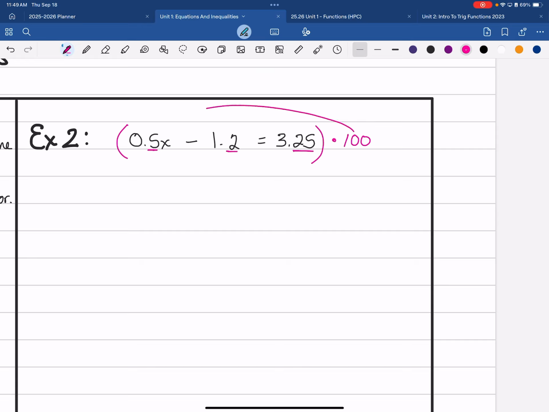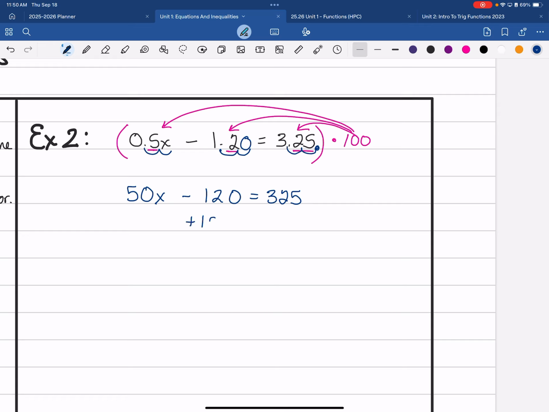So just as before, that's going to get distributed to every single term within my equation, because what I do to one side of an equation, I have to do to the other. So if I have 0.5 times 100, I'm moving that decimal over 2 places, and I'm going to end up with 50x. If I multiply 1.2 times 100, my decimal's right here, I'm moving it over 2 spaces. I have that empty space, I'm going to fill it with a 0, just like I did with the 50. Now I have subtract 120 equals, move it over 2 spaces, 325. And now again, I have just a normal equation to solve.